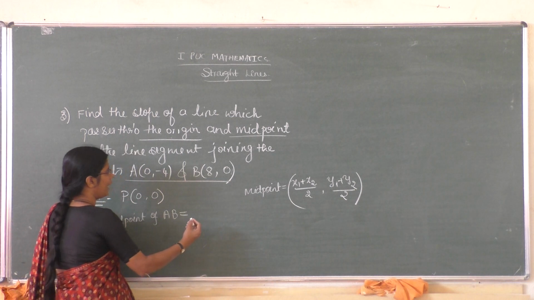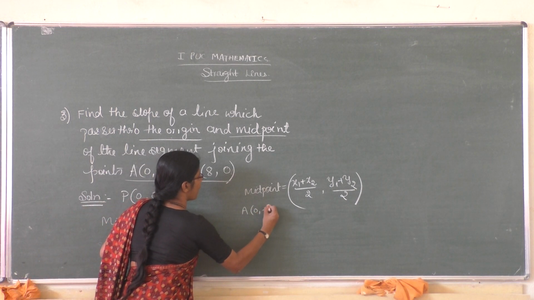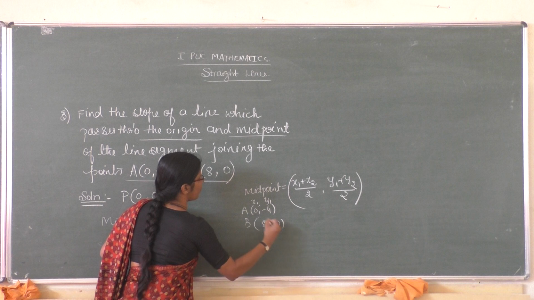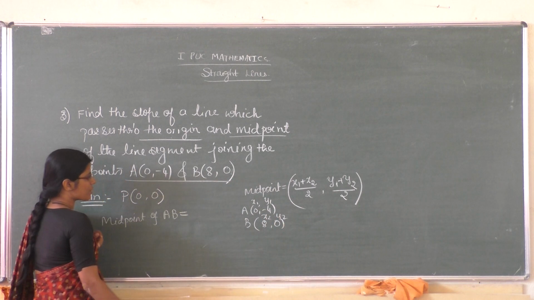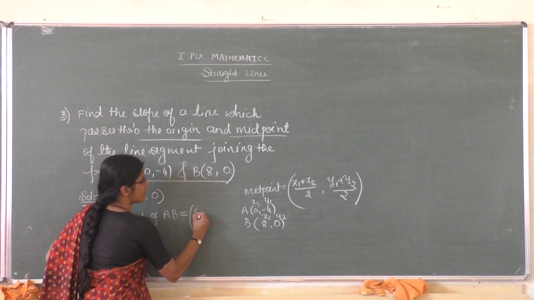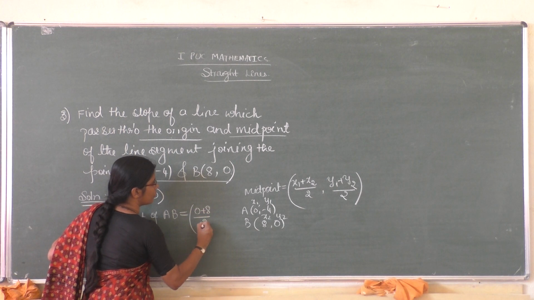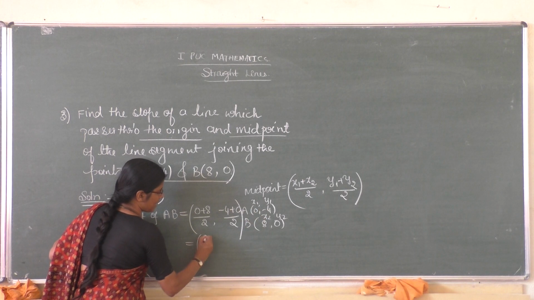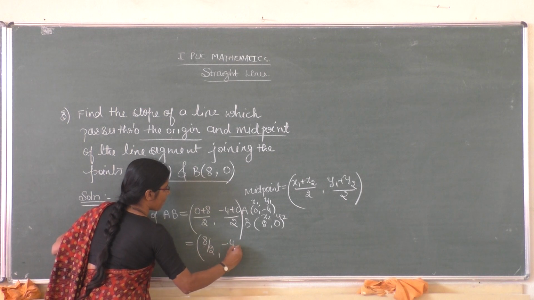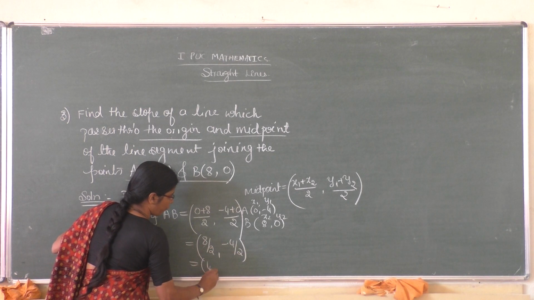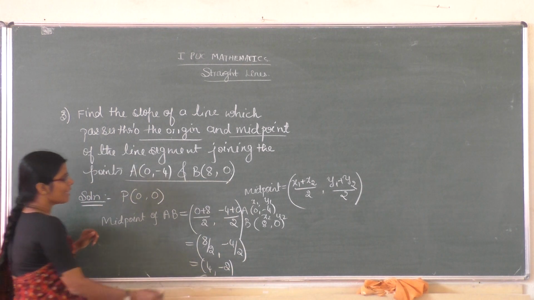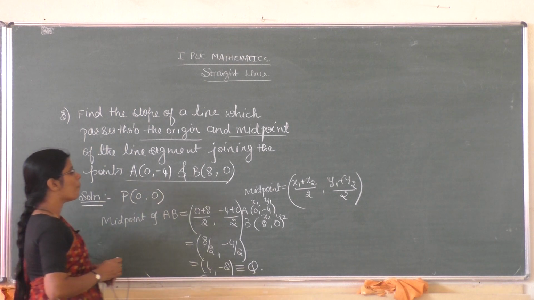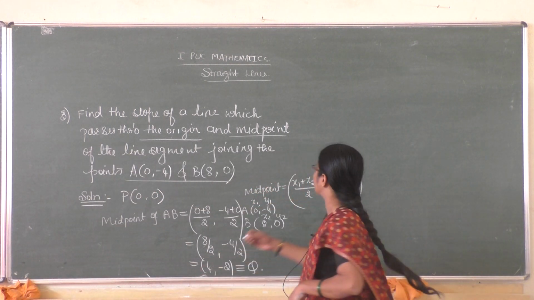So what we have? Midpoint of AB. Here A is 0 comma minus 4, this is x1 y1, and B is 8 comma 0, that is x2 comma y2. So that is 0 plus 8 by 2 comma minus 4 plus 0 by 2. That is 8 by 2 comma minus 4 by 2, that is 4 comma minus 2. So this point is Q.